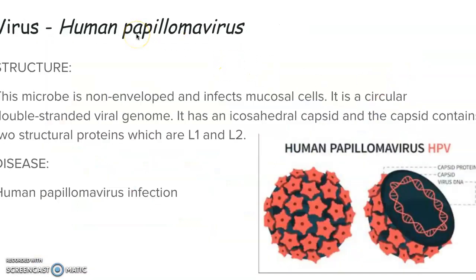So my other microbe, a virus, is the human papillomavirus. The structure of this microbe is non-enveloped, and it infects mucosal cells. It is a circular double-stranded viral genome, and it has an icosahedral capsid. The capsid contains two structural proteins, L1 and L2. And the disease that it causes is the human papillomavirus infection.